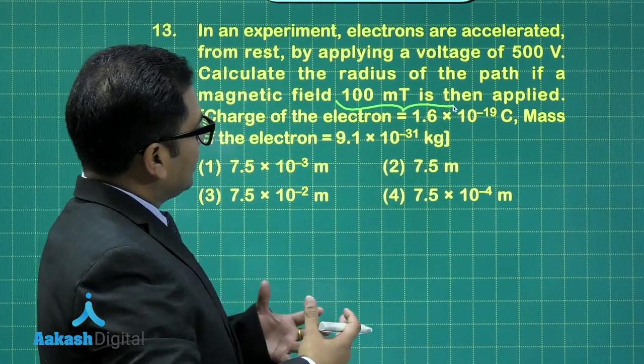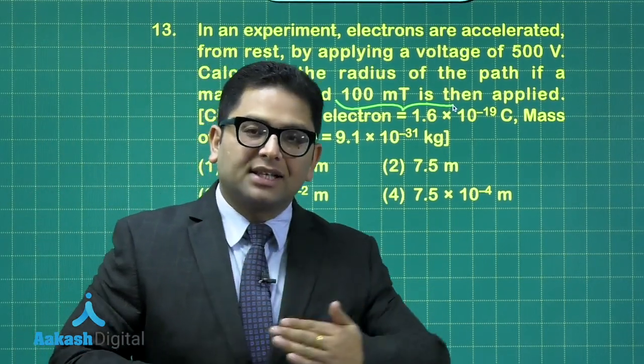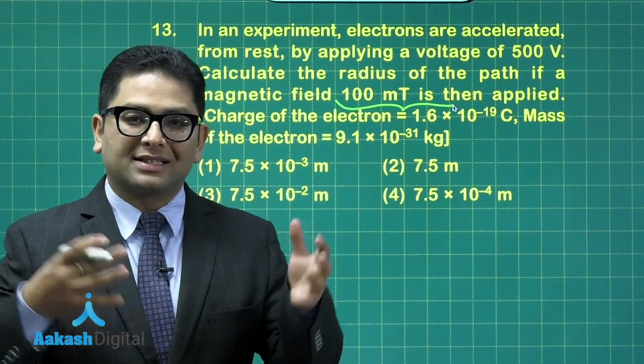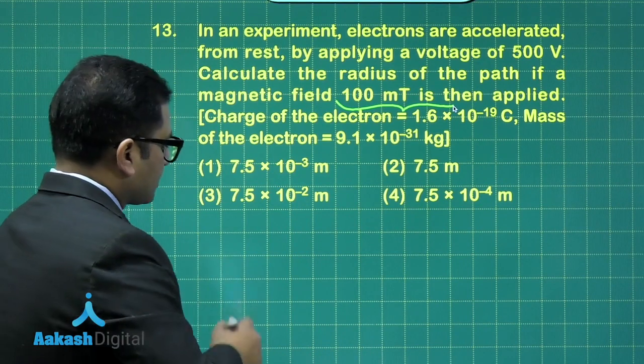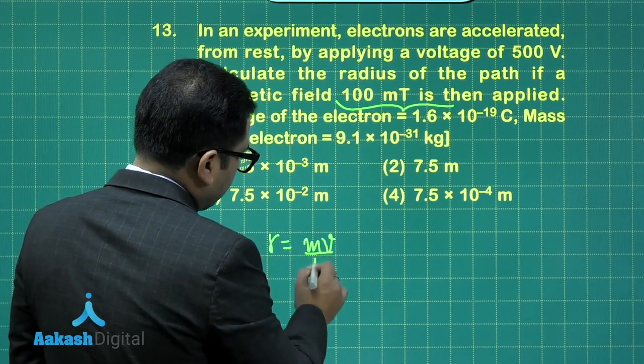So what has essentially happened is the potential difference has accelerated the charged particle, thereby increasing its speed, and that charge is now in the magnetic field. So we need to calculate the radius. This time it is going to be R equals mv by Bq.